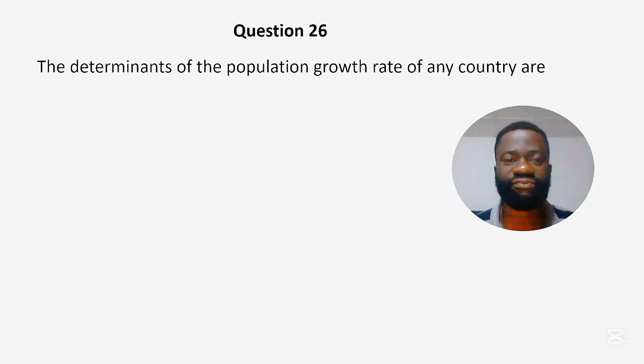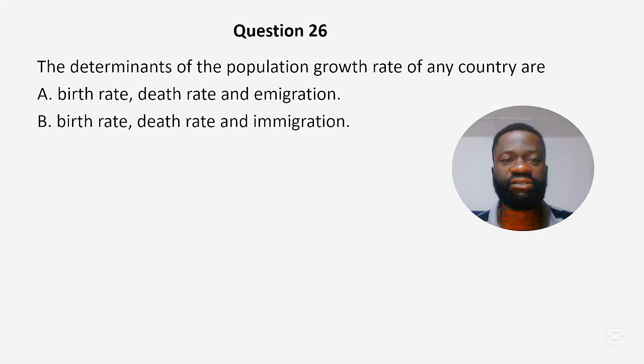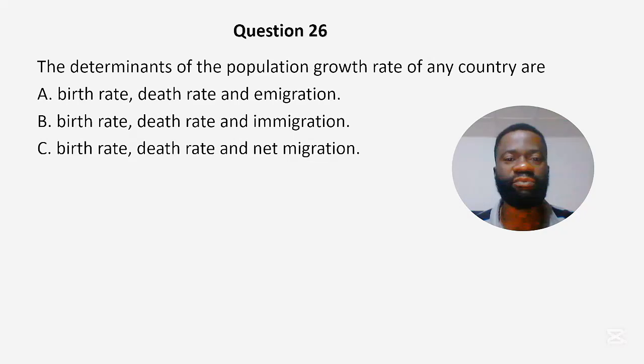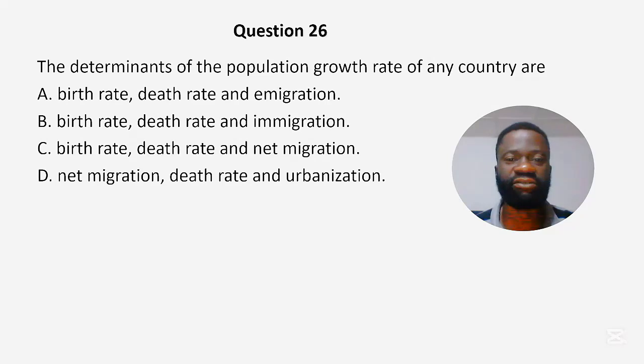Question 26. The determinants of the population growth rate of any country are dash. Option A, birth rate, death rate, and emigration. Option B, birth rate, death rate, and immigration. Option C, birth rate, death rate, and net migration. Option D, net migration, death rate, and urbanization.